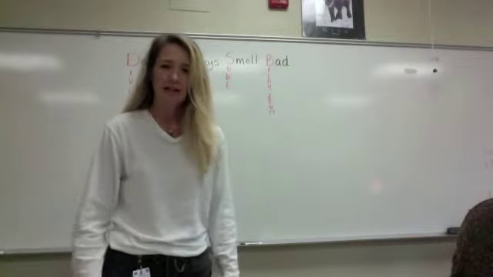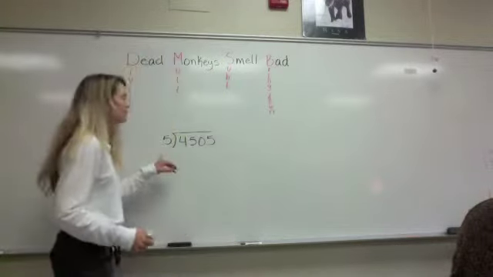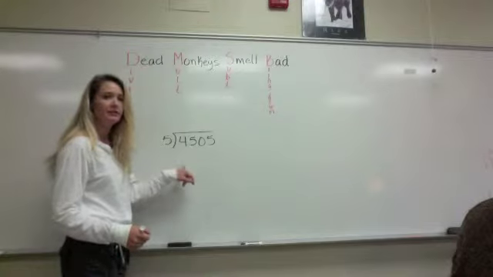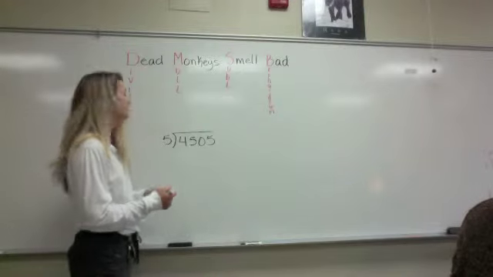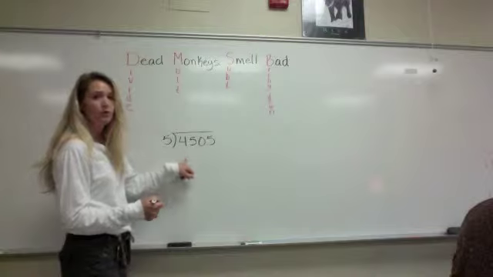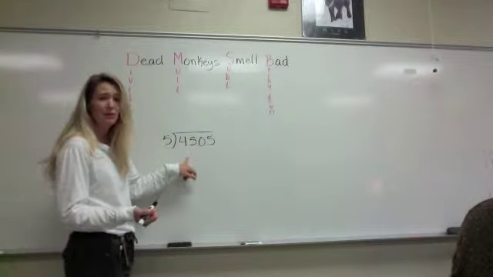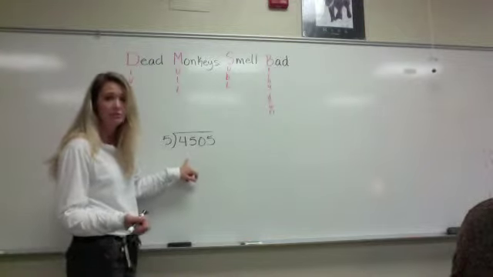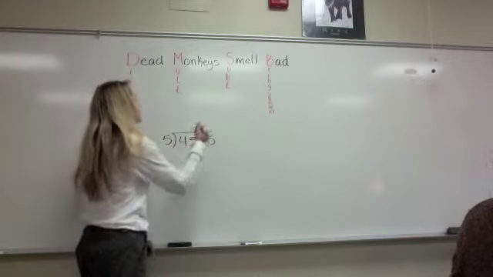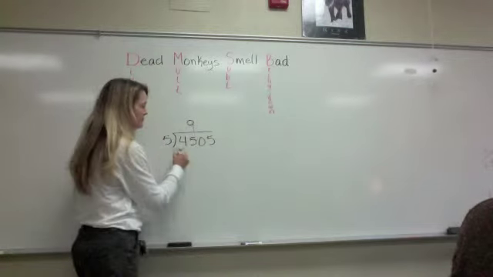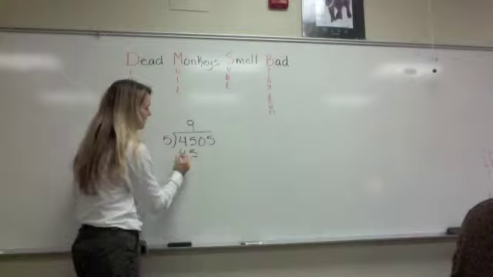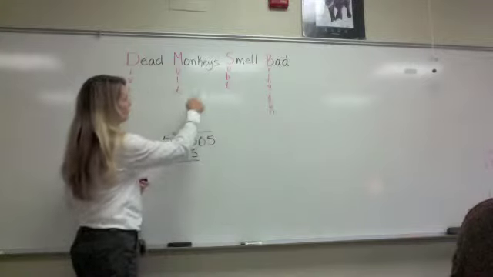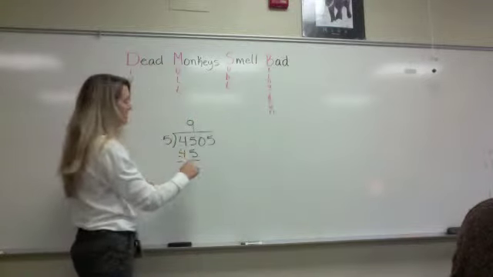All right, let's take a look at another one. 5 divided into 4,505. Can 5 go into 4? No. Can it go into 45? Yeah. How many times? 9. 9 times 5 is 45. And we subtract. Sorry, I skipped through that fast.